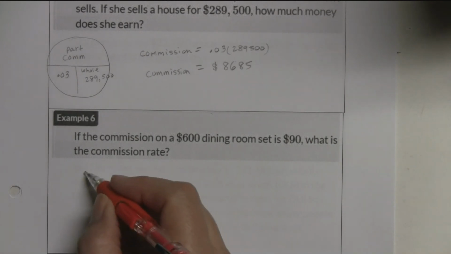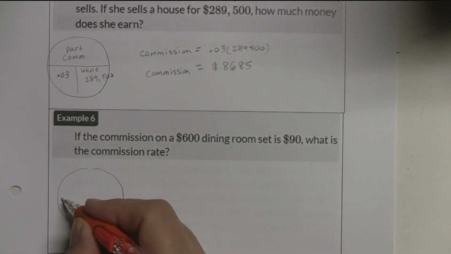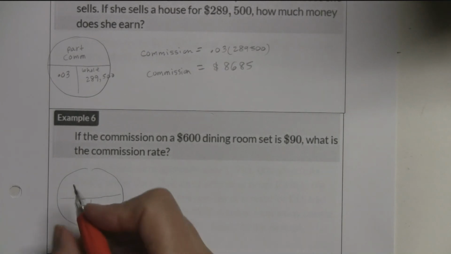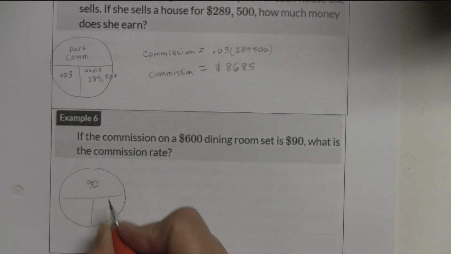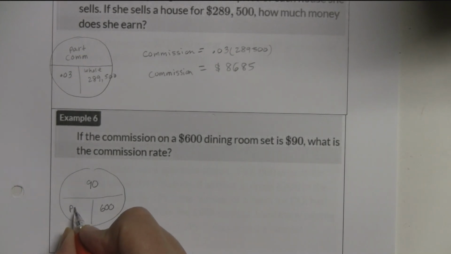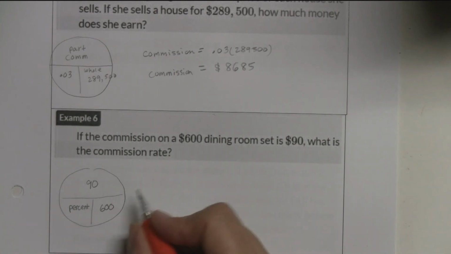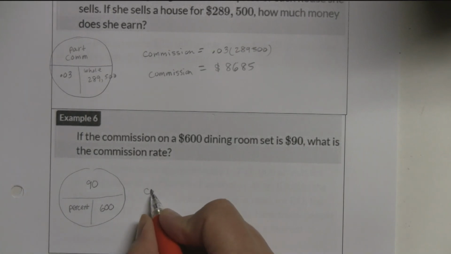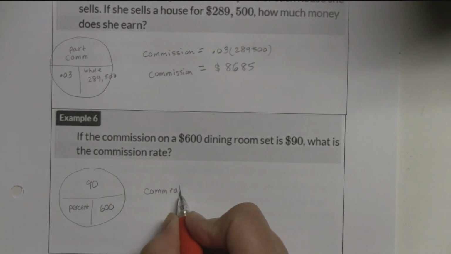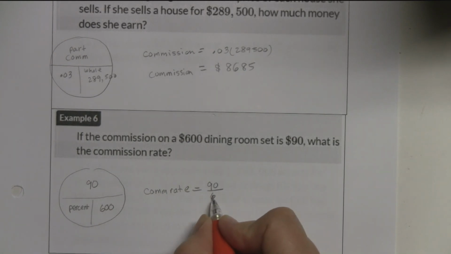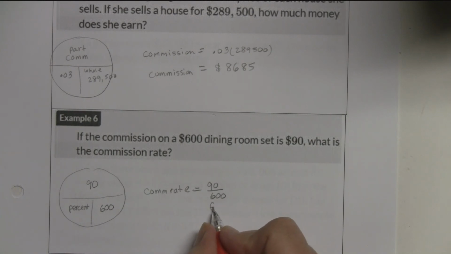And so you could do this circly thing if you like that circly thing. I've never been into the circly thing too much myself, but today I seem to be just really enjoying the circly thing. And so this is the part, 90. This is the whole, 600. And this is what I would like to find. This is the percent. And this is going to be written as a fraction or a decimal. And in this case, it's called the commission rate, right? So the commission rate is going to equal 90 over 600. And that's written as a fraction, not a reduced fraction, but a fraction.